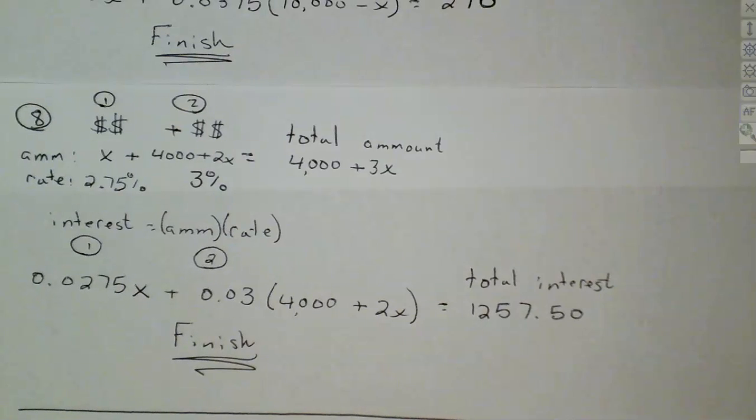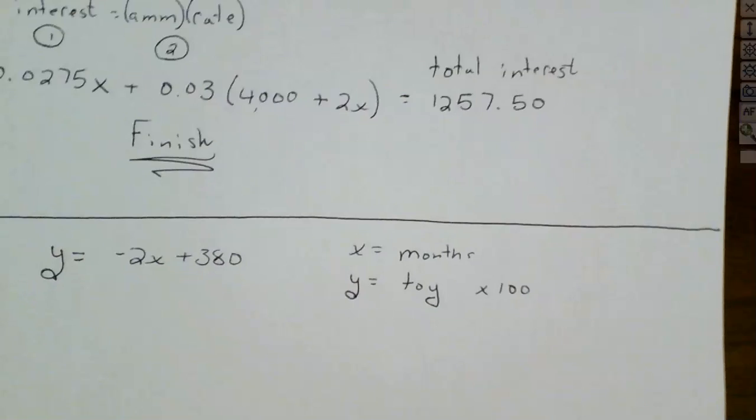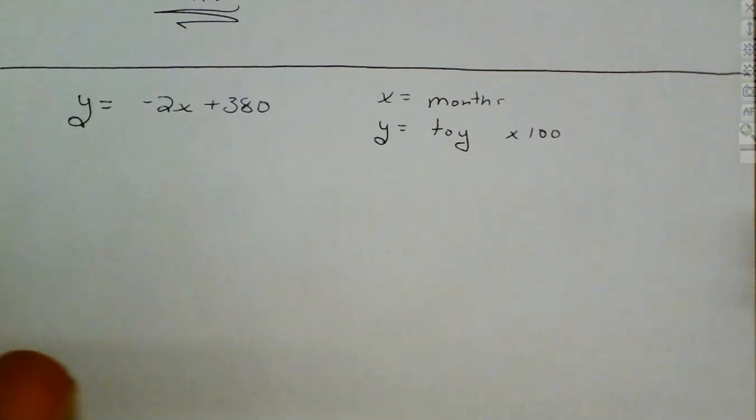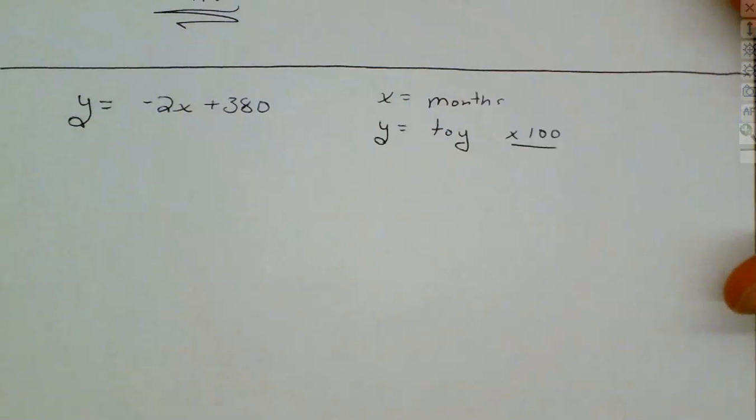Yep, and I'll move that up so you can see it. Sorry about that. So this is what we've got so far. So we've got X is the number of months that it's been on the market for. Y is the number of toys, and that's going to be times 100 because it says number of toys sold in hundreds. So when we solve this, we're going to have to take our answer and multiply it by 100. So it's not going to be just the answer. You're going to have to multiply it by 100 because this is the number of toys sold in hundreds. So take your answer, multiply it by 100, or just tack on 2 zeros.